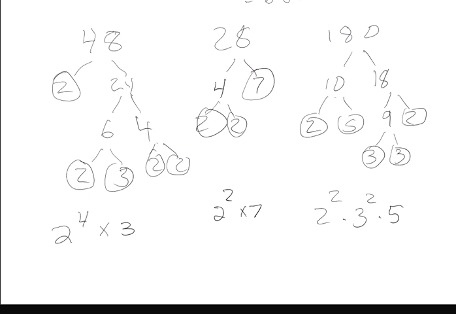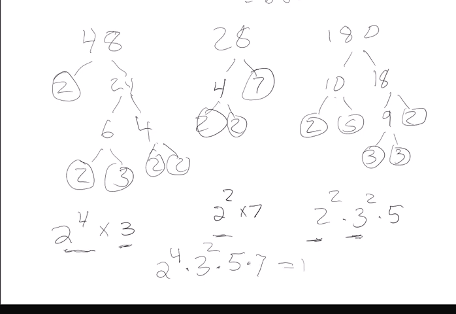So our least common multiple has to have 2. This one has 2 to the 4th. This one's 2 squared. This one's 2 squared. So we need to have 2 to the 4th. Now for 3, this one has 1 3. This one has 2 3s. So we need to have 3 squared. And then we have a 5. And we have a 7.